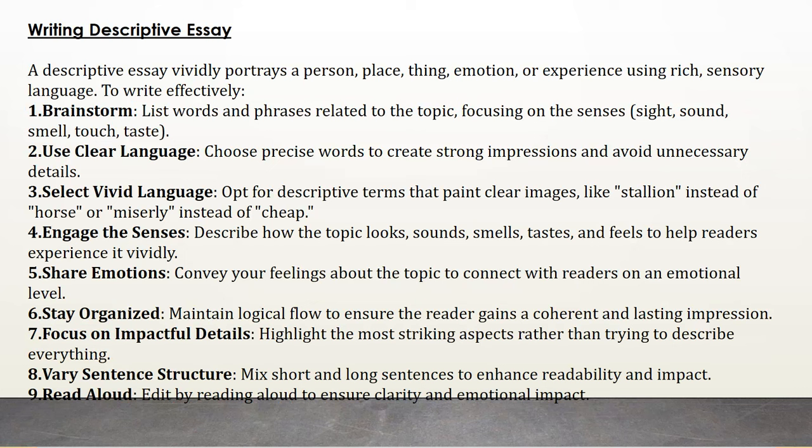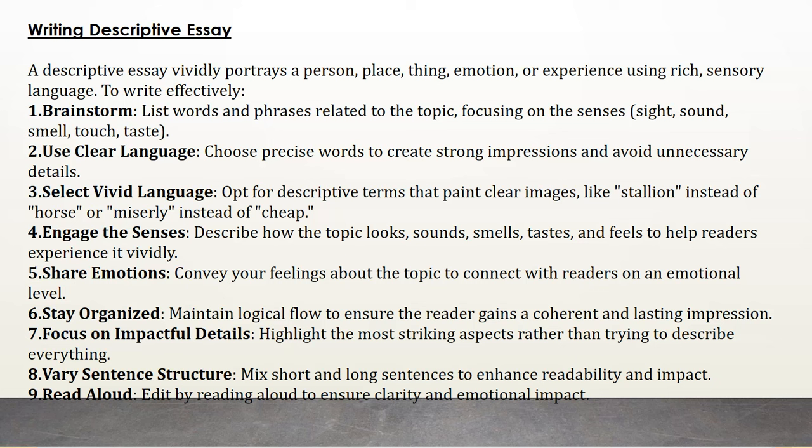And the next thing is writing a descriptive essay. A descriptive essay vividly portrays a person, place, thing, emotion, or experience using rich sensory language. To write it effectively, you have to brainstorm, use clear language, select vivid language, engage the senses, share emotions, stay organized, focus on impactful details, vary sentence structure, and read aloud. So these are the techniques that we use for writing a descriptive essay. So what do you mean by descriptive essay? Through a descriptive essay, we vividly portray a person, place, thing, or emotion by using rich sensory details.